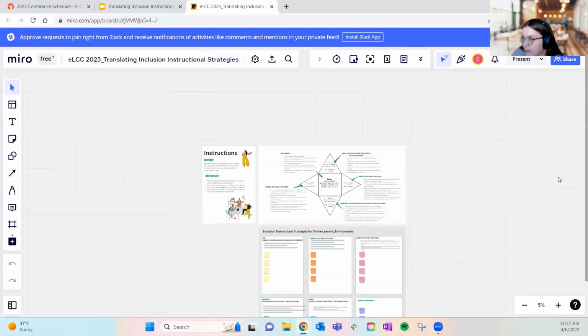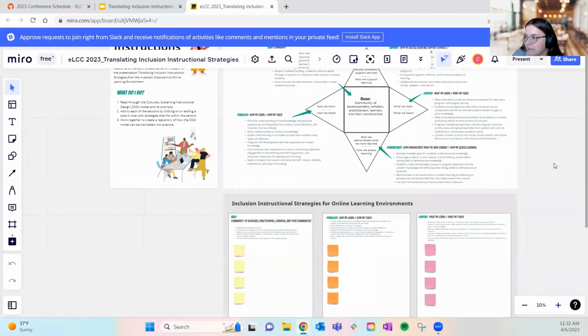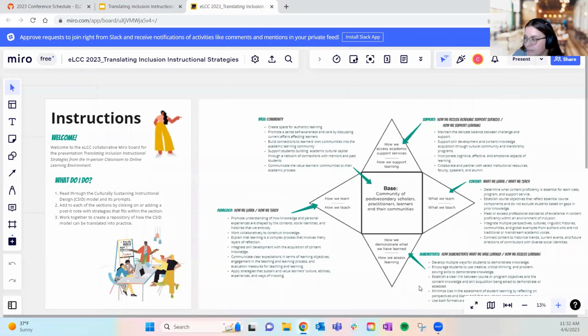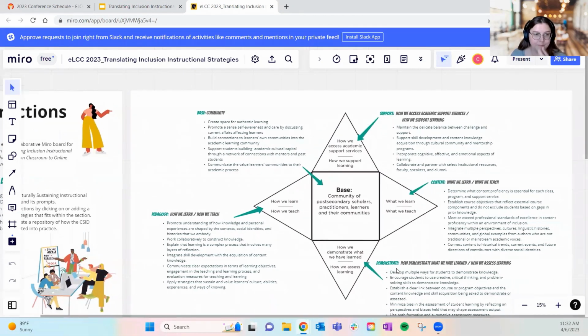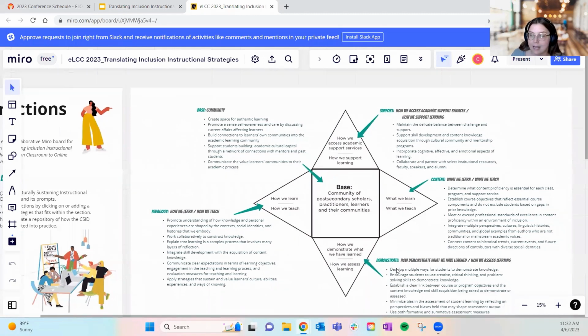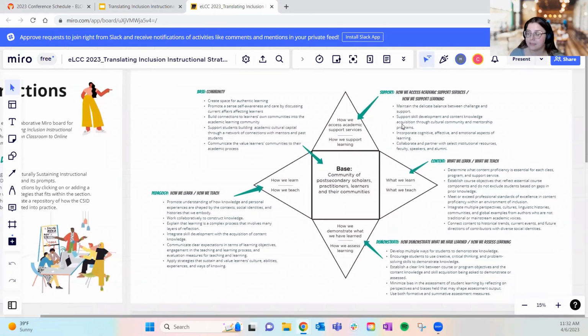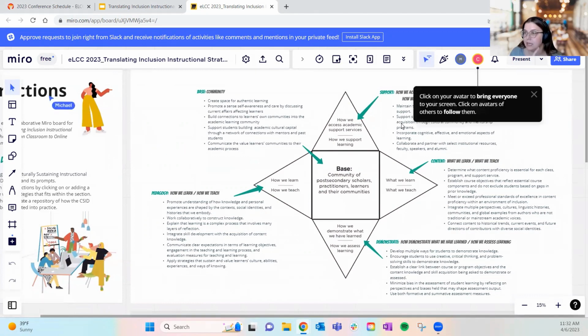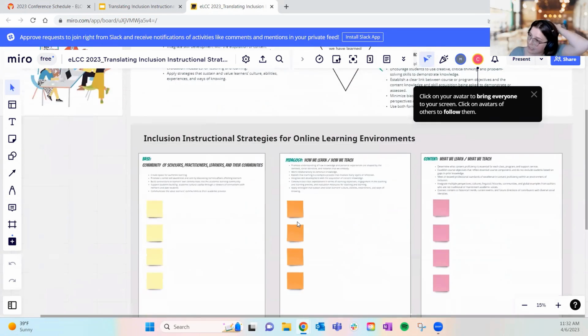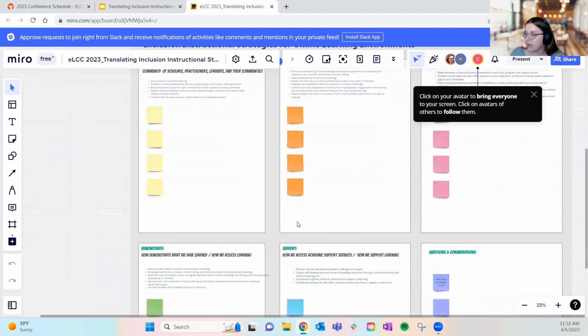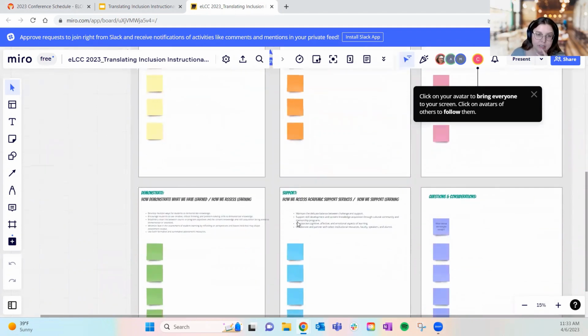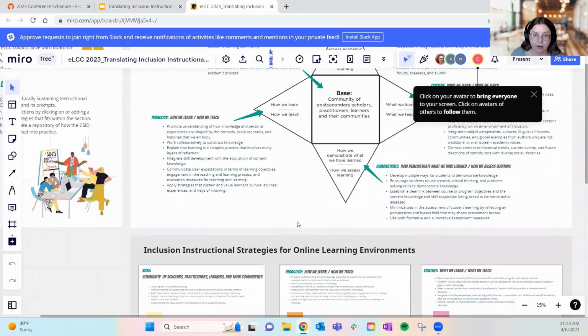This Miro board is kind of twofold. The top is that CSID model, and it has the different areas that we talked about: the base, pedagogy, demonstration, support, and content. It also has those bulleted lists to help translate that into actionable strategies. Then at the bottom, it has each of those areas, base, pedagogy, content, demonstrate and support, and then the area for questions to brainstorm together what strategies might look like.